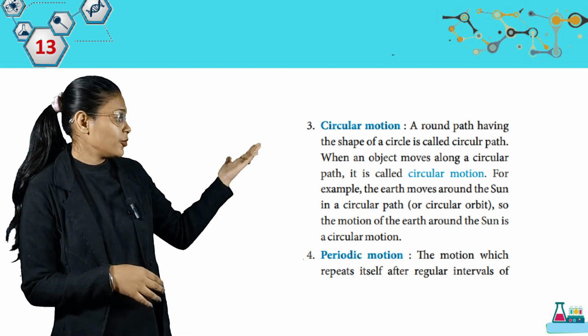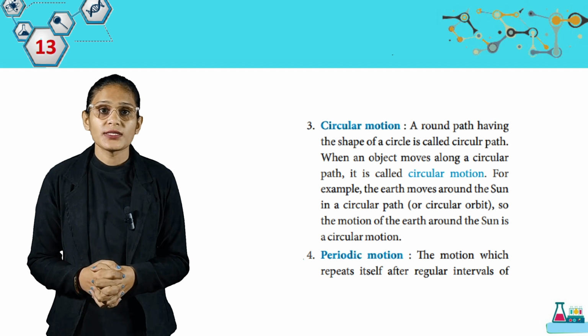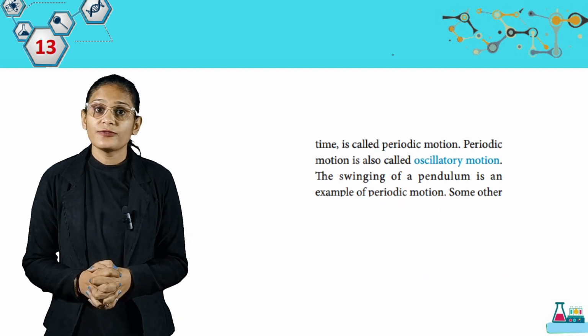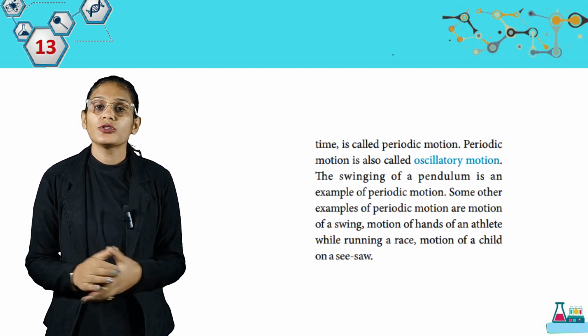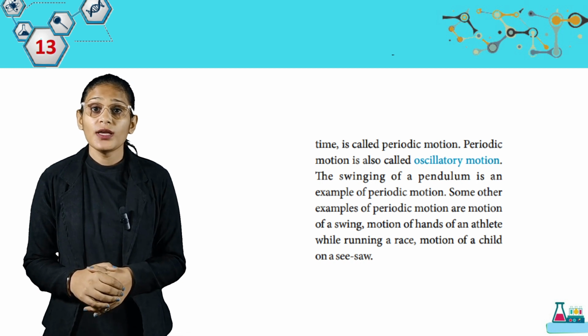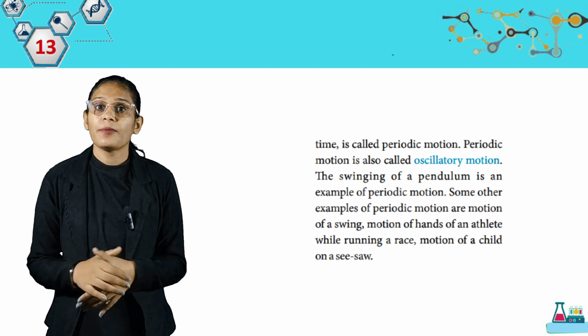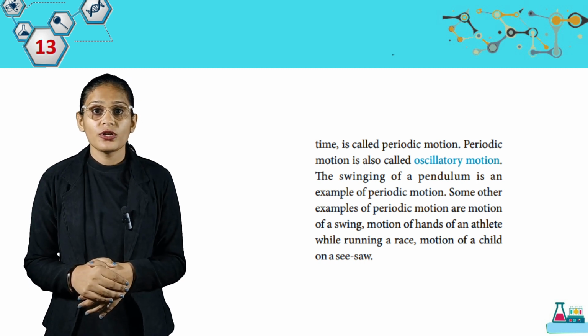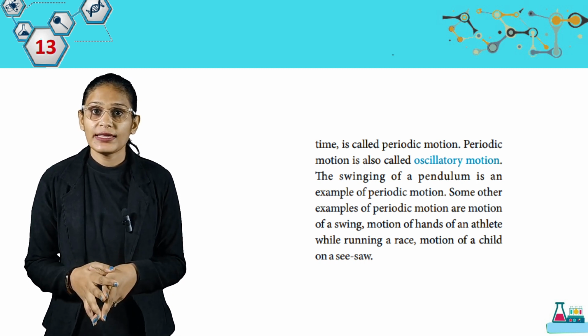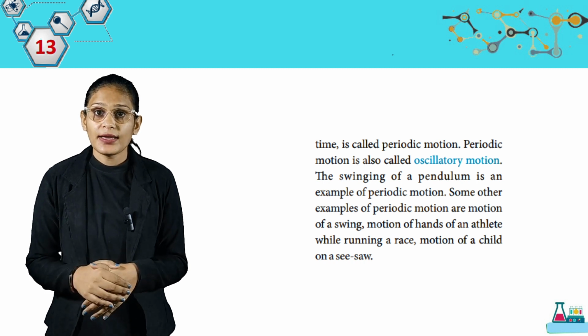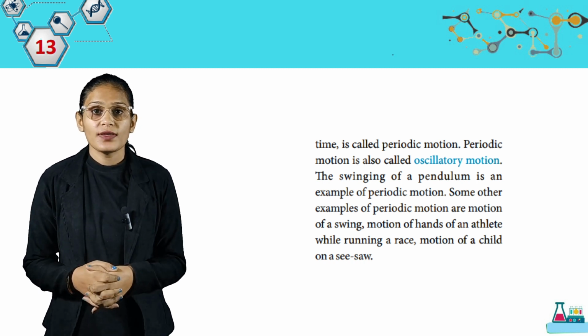Now we have periodic motion. The motion which repeats itself after regular intervals of time is called periodic motion. Periodic motion is also called oscillatory motion. The swinging of a pendulum is an example of periodic motion. Some other examples of periodic motion are the motion of a swing, the motion of the hands of an athlete while running a race, and the motion of a child on a seesaw.